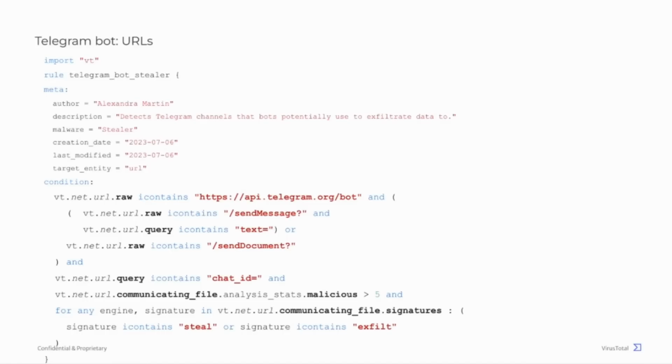As you can see, we are targeting URLs again, and this time we are using only the VTNet URL attributes. The first condition is checking the URL in canonical format to point to the Telegram API domain. Then the second and the fourth conditions are checking the send message and the send document endpoints of the bot. And for both of them, it also checks the chat ID parameter, which is required, while the text parameter is checked only for the send message endpoint.